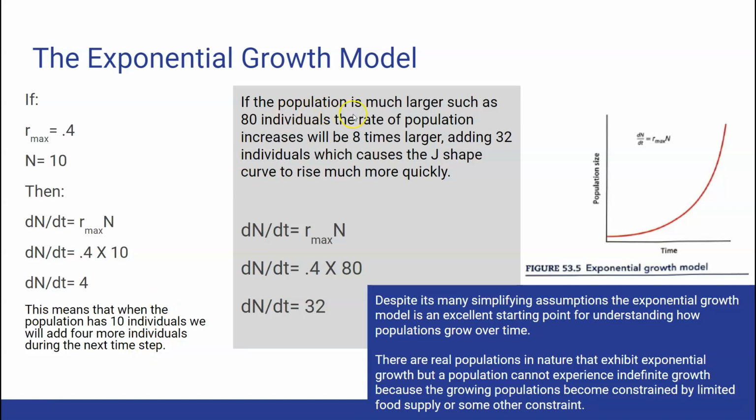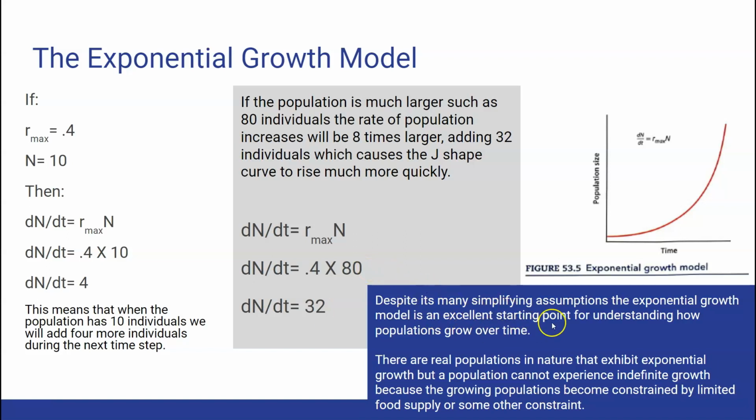Okay, so let's look at another example. If the population is much larger, let's look at a population that's 80 individuals. The rate of population increase will be 8 times larger. So we would add 32 individuals, which causes the J-shaped curve to rise much more quickly. So we would see the change in population over time, R max N, for our exponential growth model. So 0.4 times 80. The change in population over time would be 32 individuals.